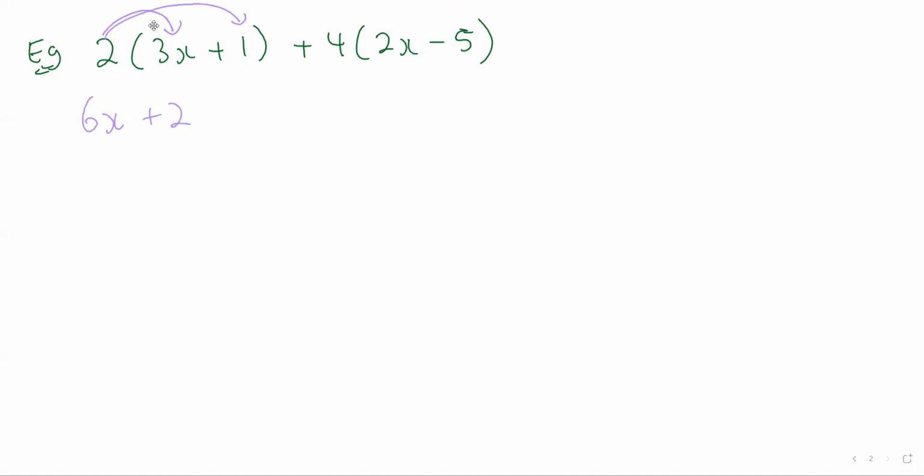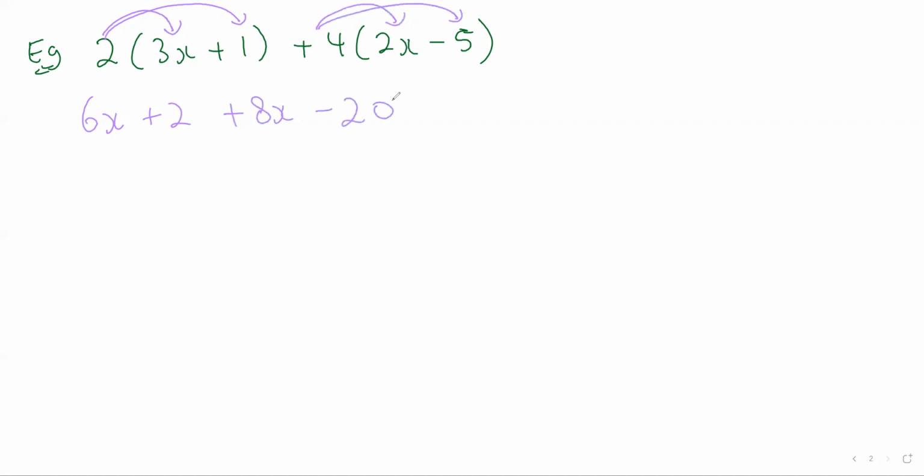We move on to the next piece. So this positive 4 now, this is the term positive 4. Whatever sign is here goes with this number. Positive 4 multiplied by 2x is positive 8x. And then 4 times 5 is 20, positive by negative is negative, negative 20.